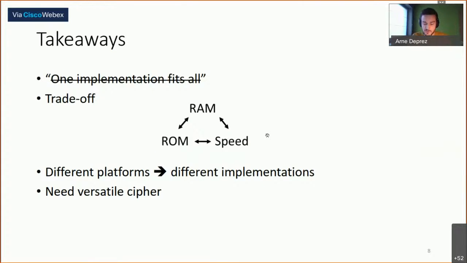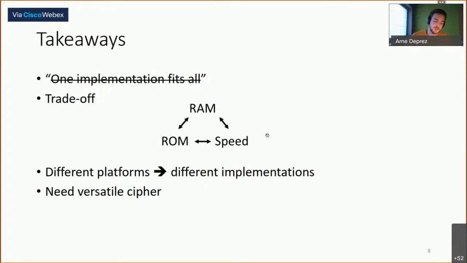Some takeaways of the work that we did in our paper are that it's not right to say one implementation fits all. If you have a platform with specific properties, there are always ways to exploit these and make a better implementation. And also that there is always, of course, the trade-off: use a bit more RAM or ROM, or gain in speed.